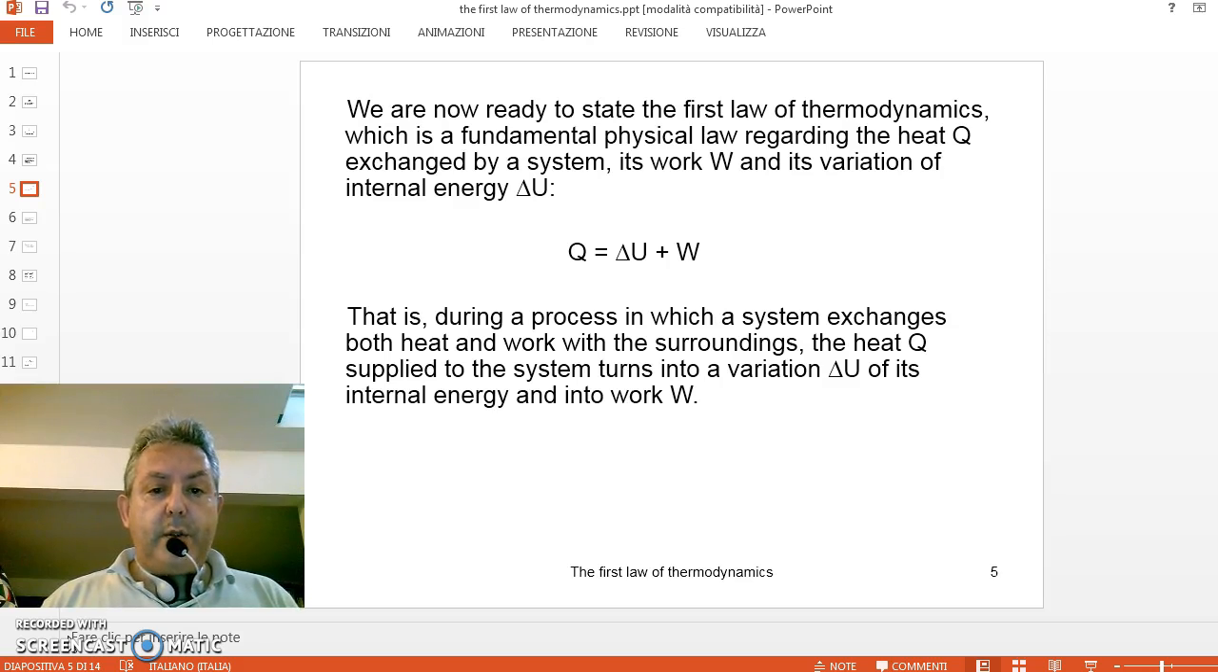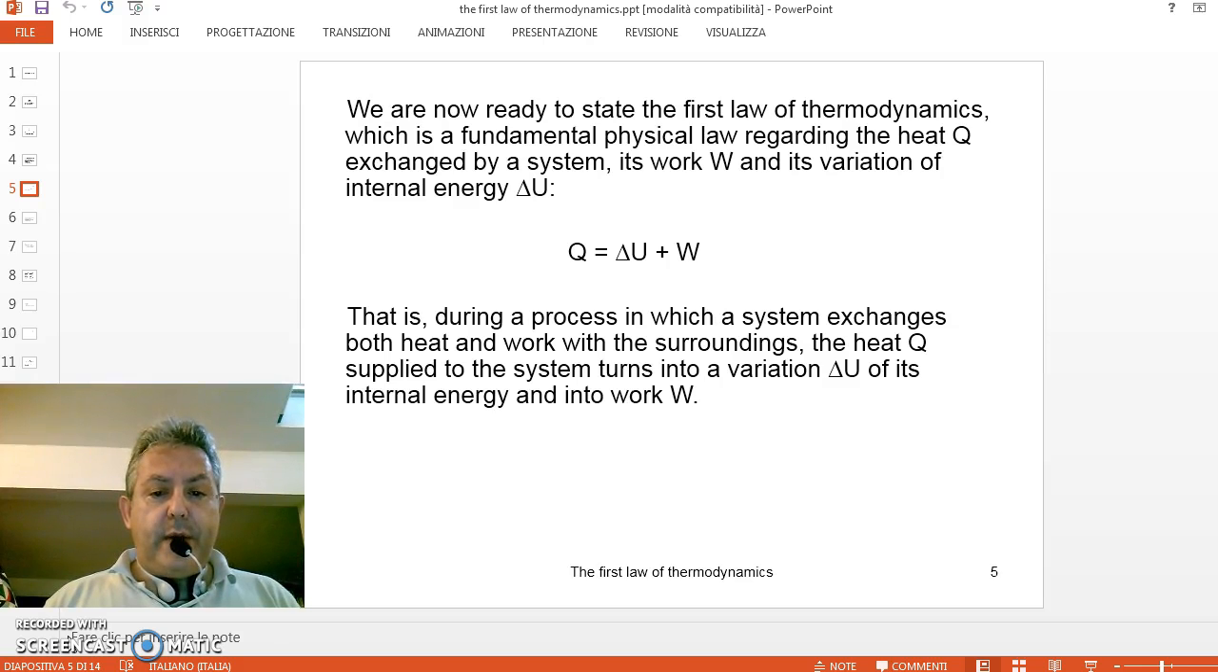Finally, we are ready to state the first law of thermodynamics, which is a fundamental physical law and takes into account the heat exchanged by the system, the work of the system, and the variation of internal energy. From a mathematical point of view, the statement of the first law of thermodynamics is quite simple. Q equals delta U plus W.